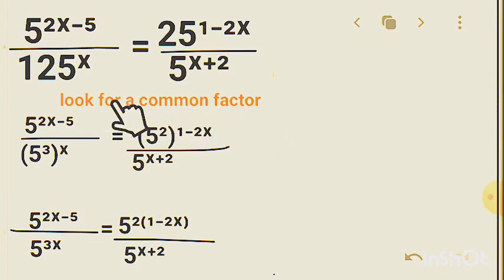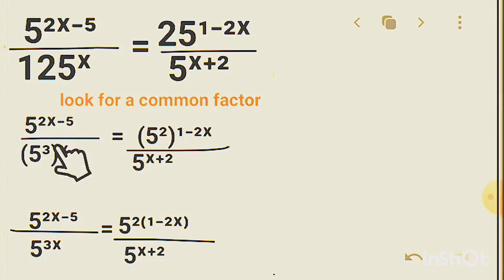Now we have another dangerous looking equation. 5 raised to the power 2x minus 5 divided by 125 raised to the power x is equal to 25 raised to the power 1 minus 2x all over 5 raised to the power x plus 2. We look for a common factor. And the common factor of 5, 125, 25 and 5 is still 5.